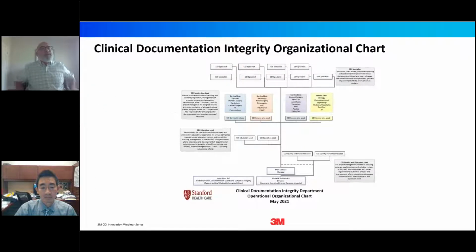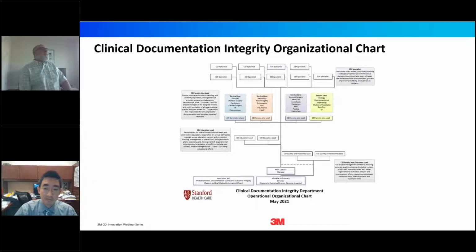Our CDI program here at Stanford, to sort of talk about our journey, I think our chart helps to describe how we look at CDI here at Stanford Health Care. So we have an upside down org chart. So if you're looking for my name, you have to look more towards the bottom because that's where I am. And Jason's down there with me.